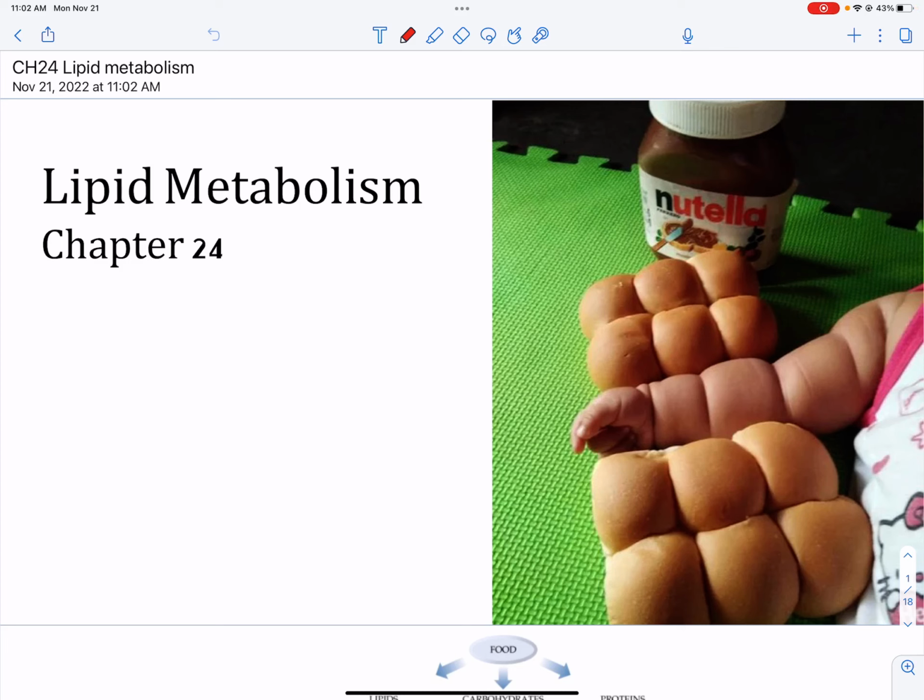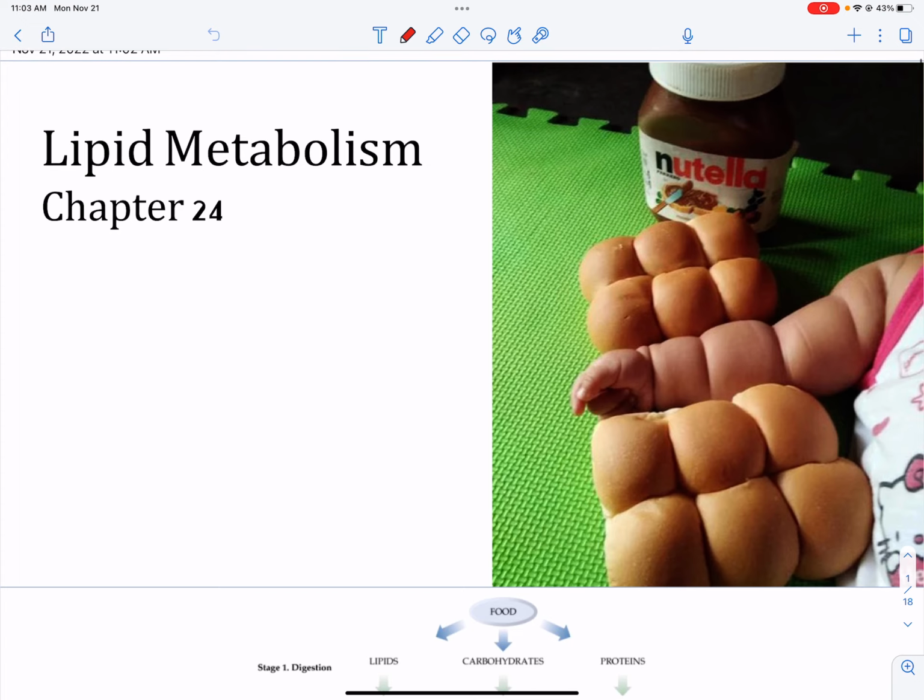Okay, we are going to go through the first few slides here of chapter 24, lipid metabolism, so how our body stores and converts lipids, triacylglycerols, into energy.